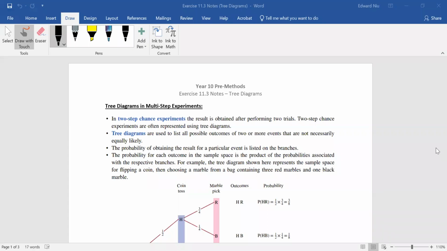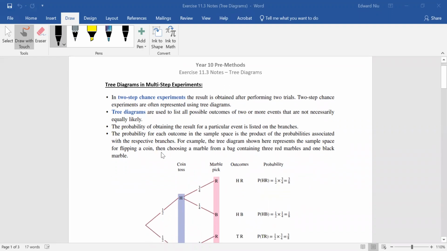Welcome to exercise 11.3, where we take a look at multi-step experiments and how we can represent them using tree diagrams. So previously in 11.2, most of the experiments and trials that we saw were just one-time trials. Now, when we display multi-trial experiments, the best way to do it is probably via a tree diagram.